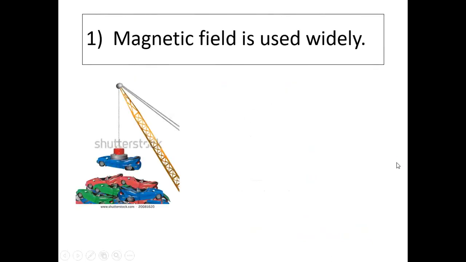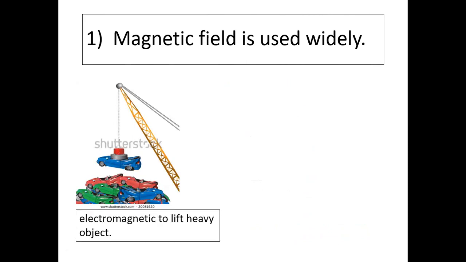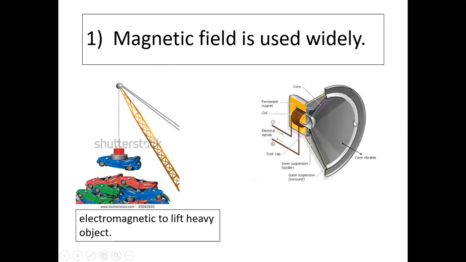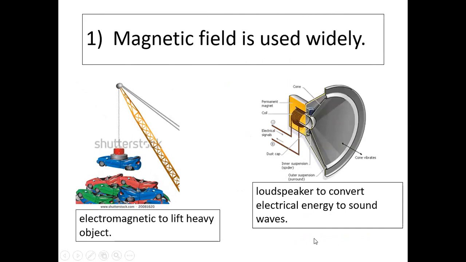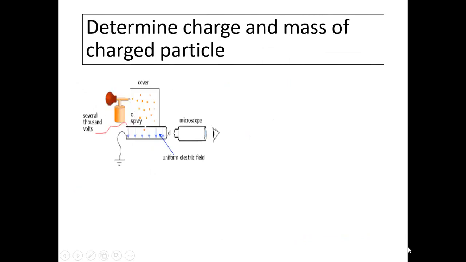A lot of uses. Magnetic field is widely used, in lifting heavy cars to the junkyard, so that you can scrap out what is useful, what is not useful. Loudspeaker, to convert electrical energy to sound energy. Your voice coming out causes this vibration and it produces sound energy.